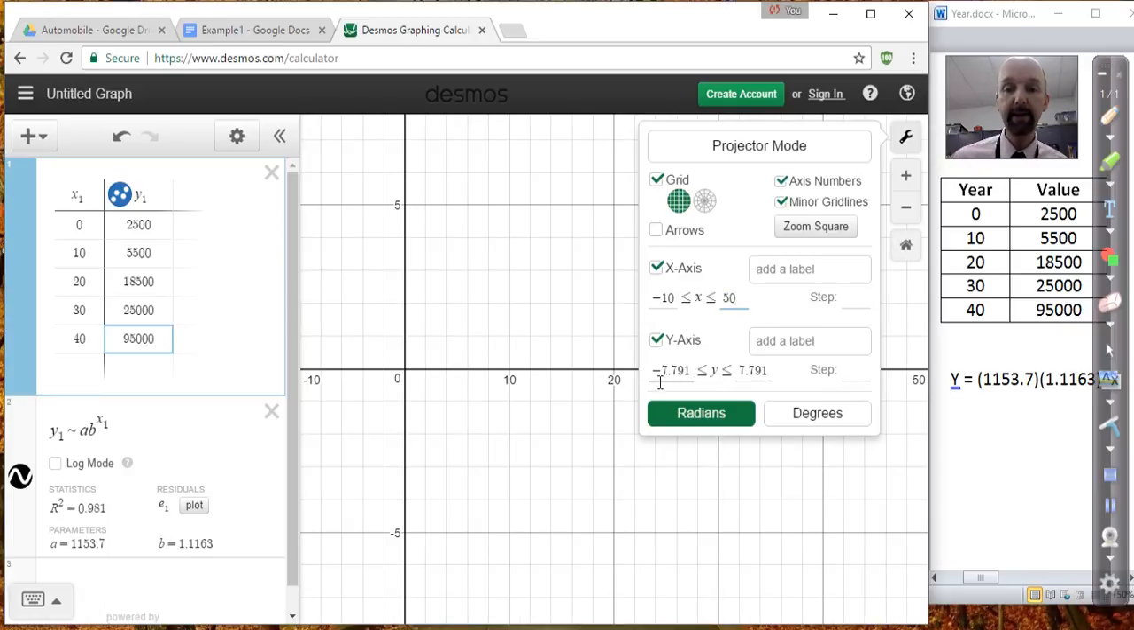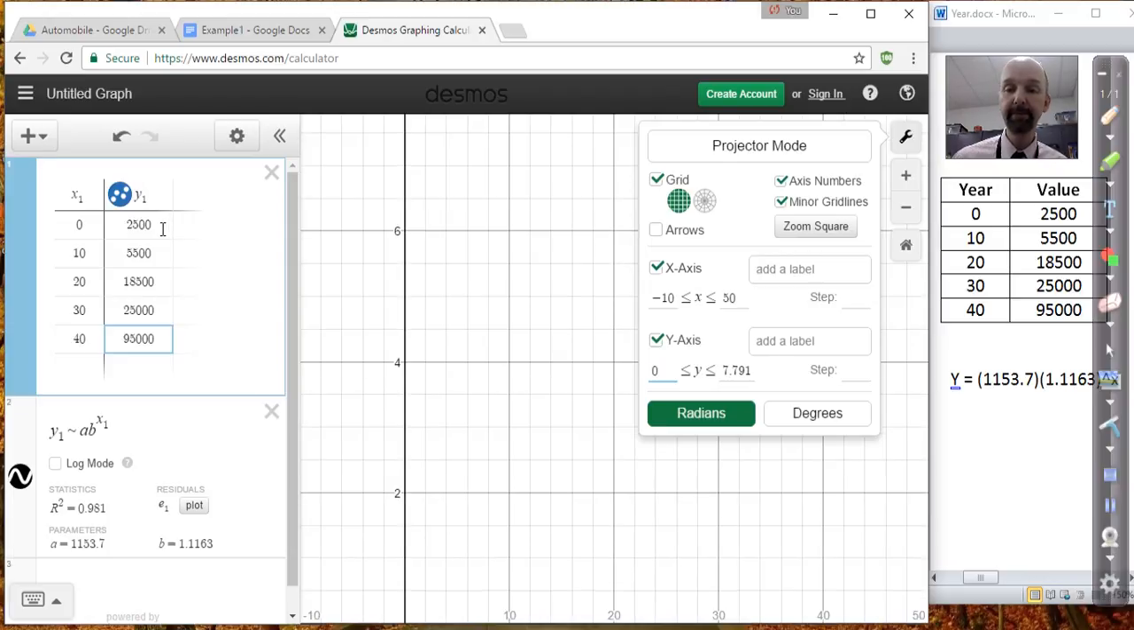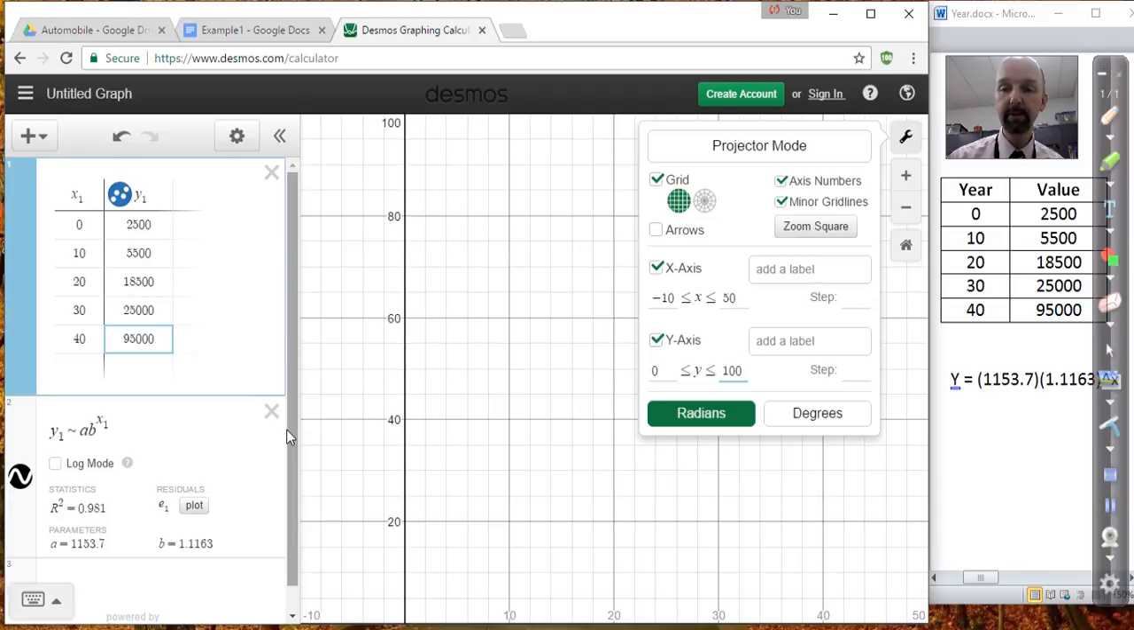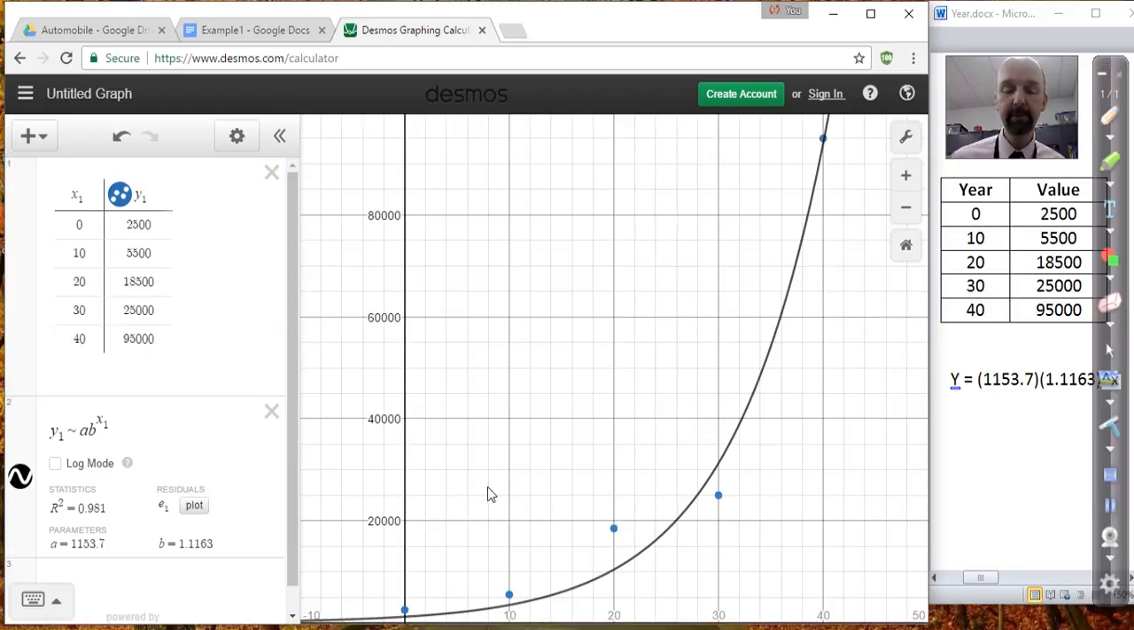As far as the Y, what's the smallest Y? Well, it's 2,500, but I actually want to see if it goes down to 0, so I'm going to put 0. And what's the highest number? Highest number is 95,000. So I'm going to go slightly higher than that. I'm going to go to 100,000. And you can see it just appeared in our view.